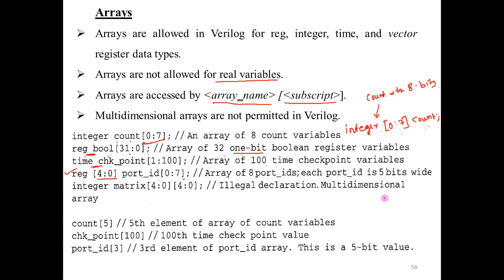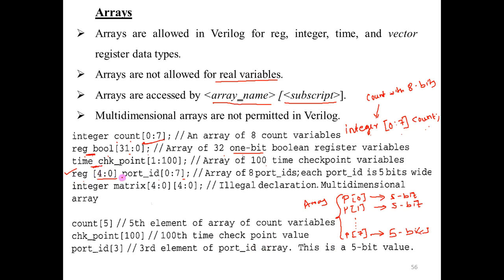Okay, it's like this. Let me write it here. Port ID, I just write it as P. P of 0, P of 1, up to P of 7. You have 8 members of an array. Each of them is 5 bits, because 4 down to 0 is 4, 3, 2, 1, 0, 5 bits. Each of these is 5 bits. That's the meaning of it.